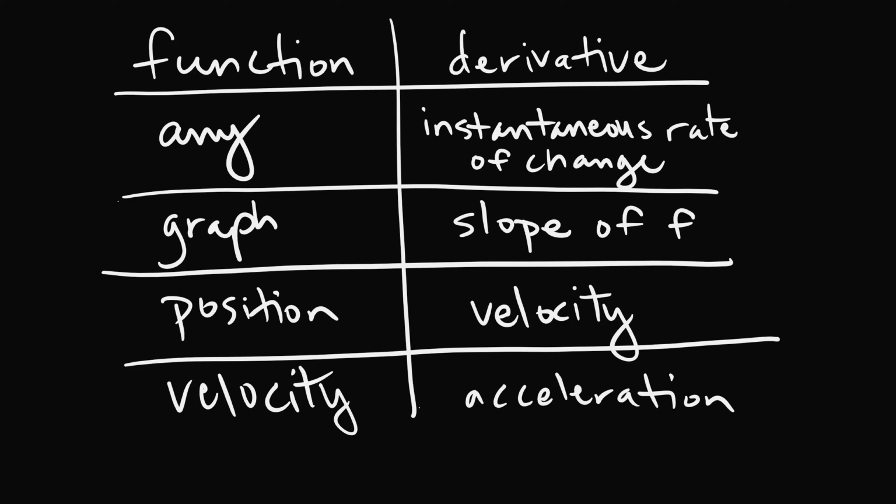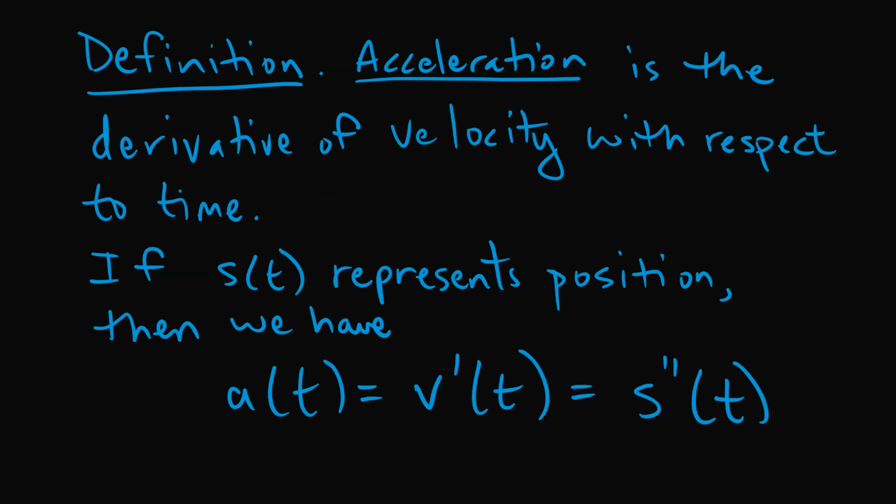So the derivative of velocity is acceleration, and let's just go ahead and give that as a formal definition. We say that acceleration is the derivative of velocity with respect to time. So if we let s of t represent the position function, then we have that the acceleration function is the derivative of velocity, and since velocity is the derivative of position, that makes acceleration the second derivative of position. Okay, so let's work an example using these ideas.